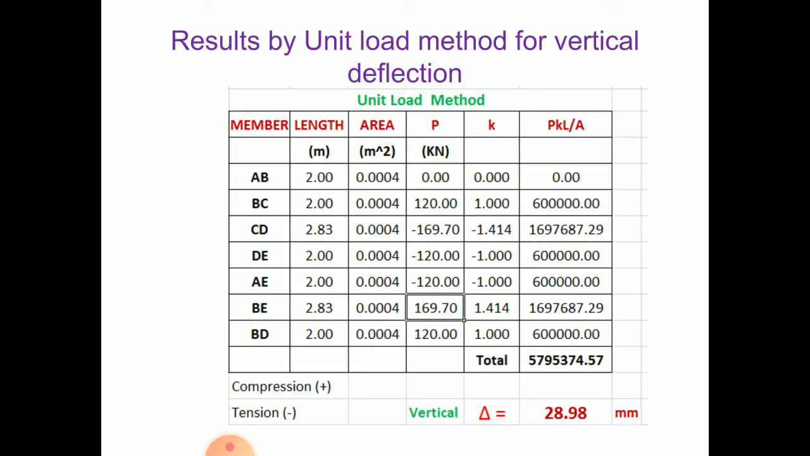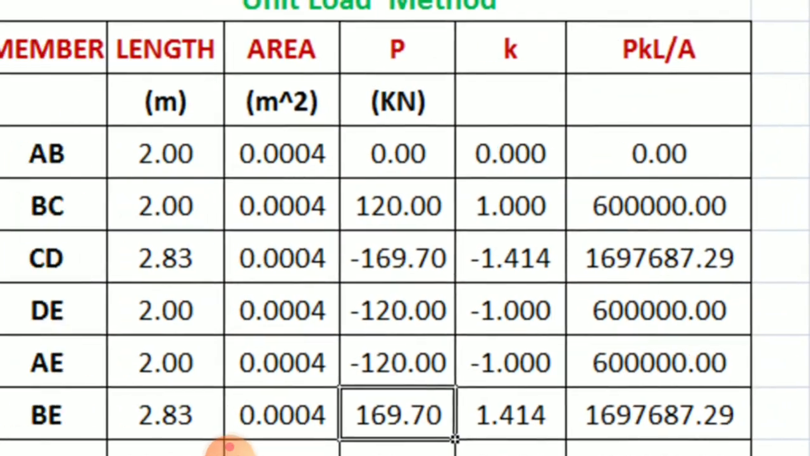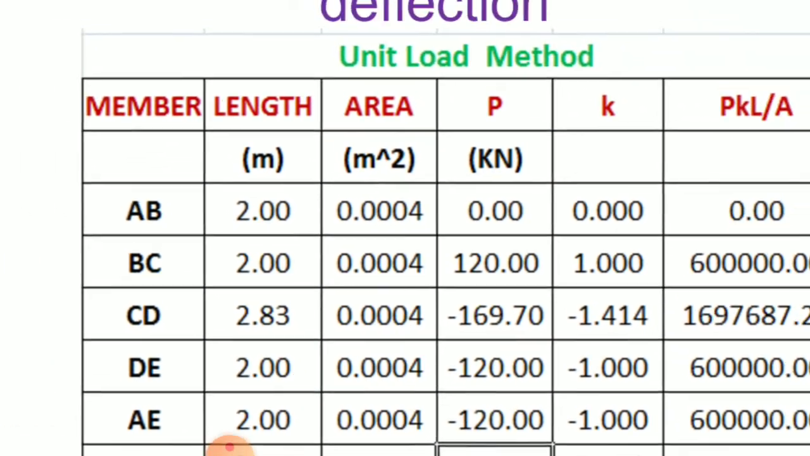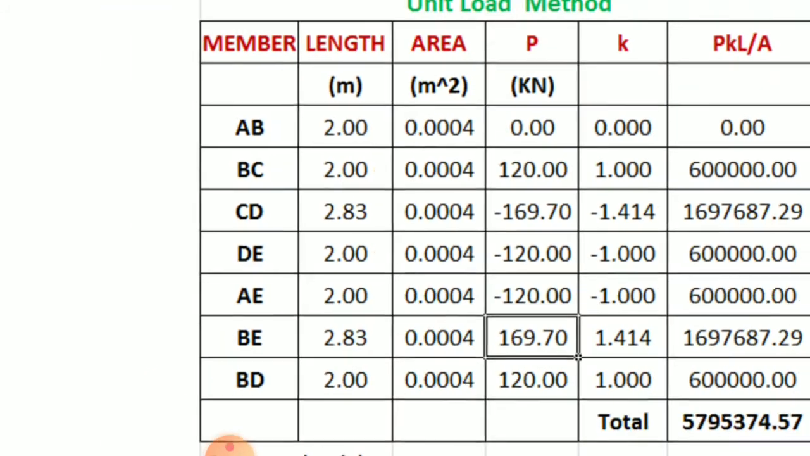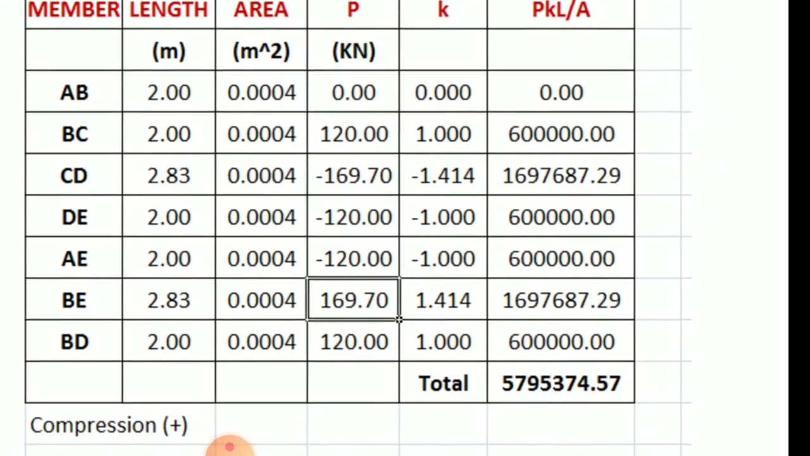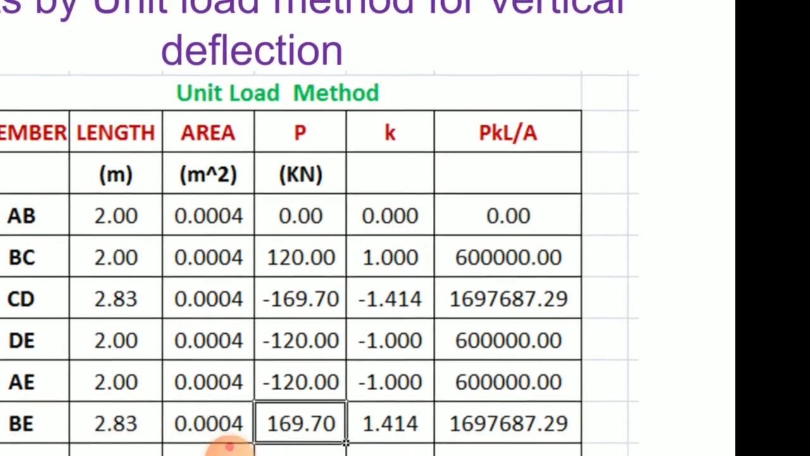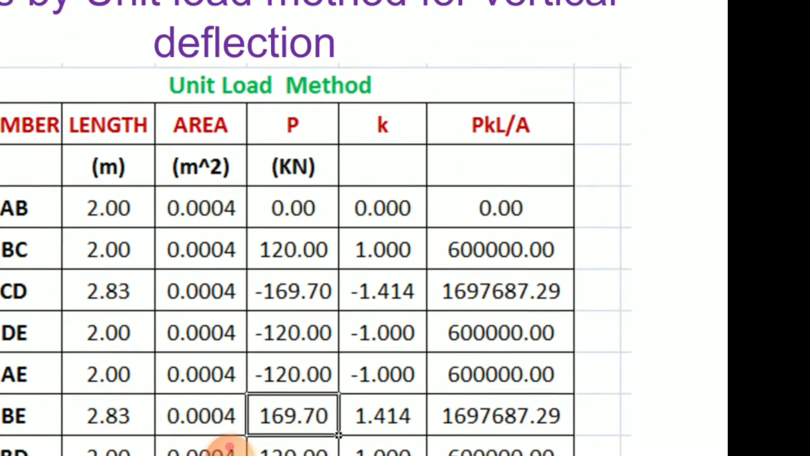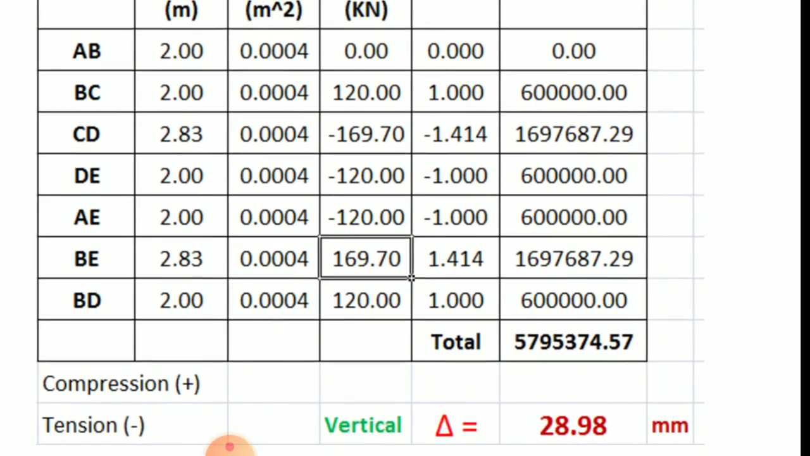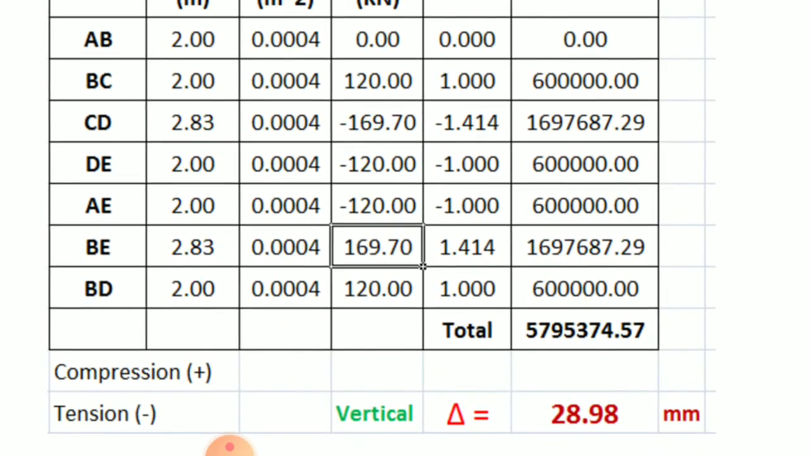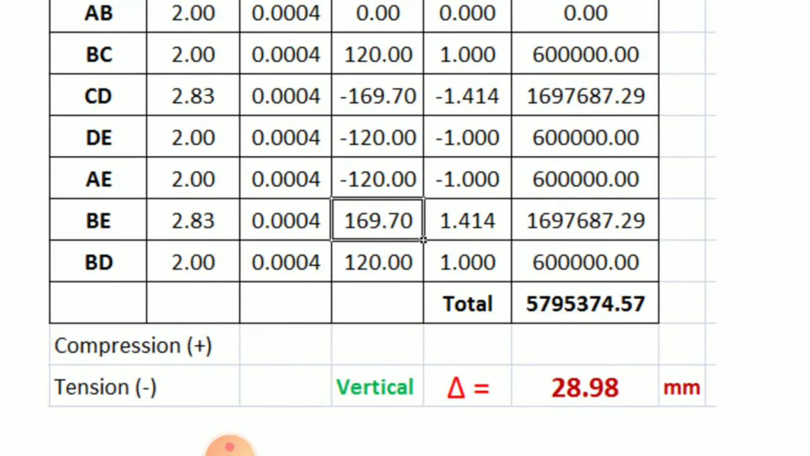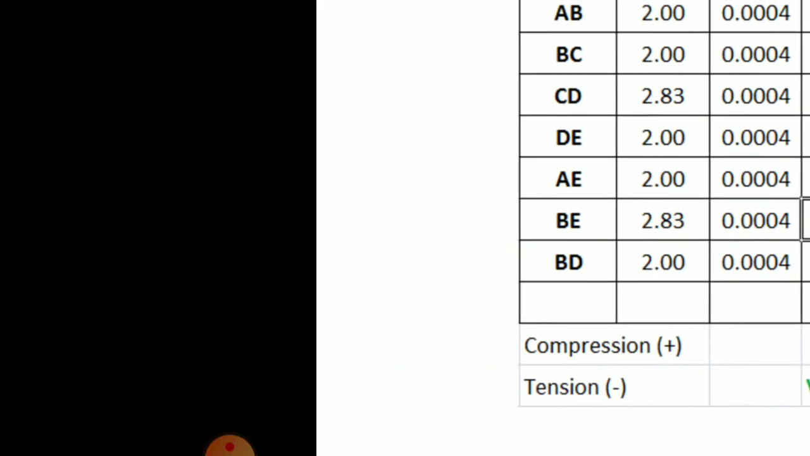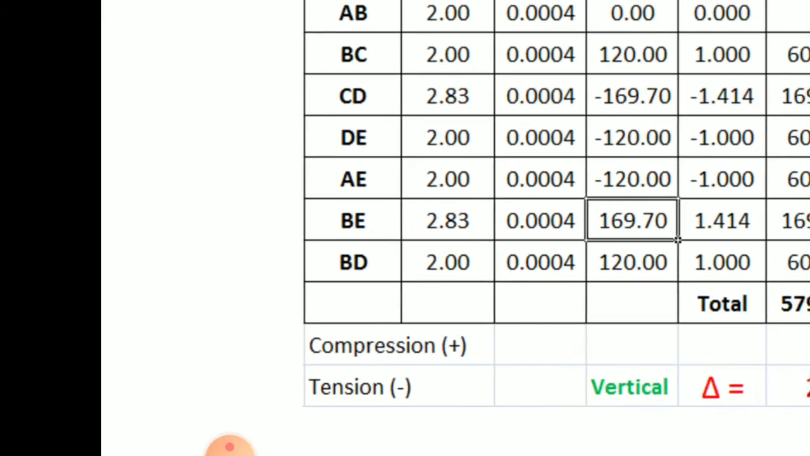Then applying the formula sigma PKL by AE. So we list out the forces in the members due to the applied load in the column P and due to the unit vertical load in the column K. So PKL by AE is this one. So vertical deflection will be equal to 28.98, which is the same as the earlier method also.